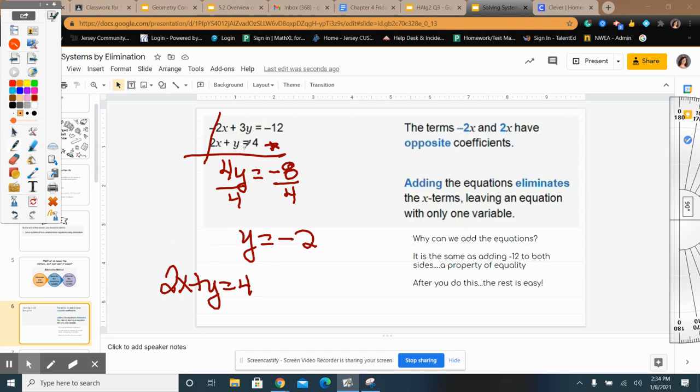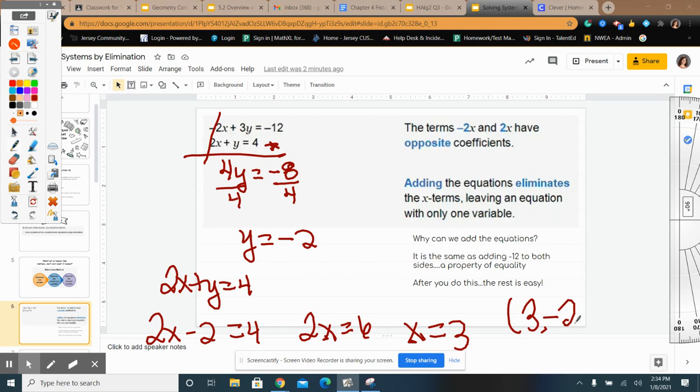And I know there are infinitely many points on this graph and infinitely many points on that graph. The point they have in common is y is negative 2. So to find the x value, we will just substitute that in. 2x plus negative 2, or minus 2, equals 4. Add 2 to both sides, and 2x equals 6, and x equals 3. So the point on the graphs, if I would graph them where they would intersect, would be 3, negative 2.